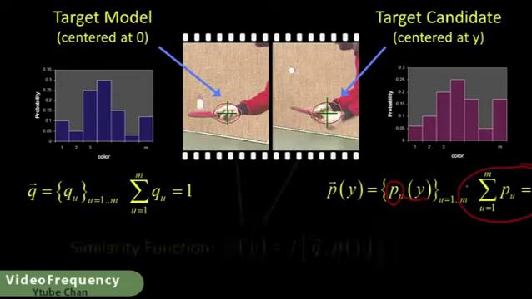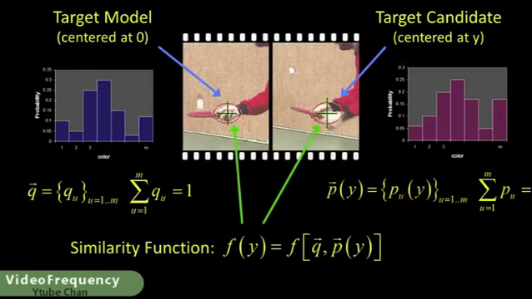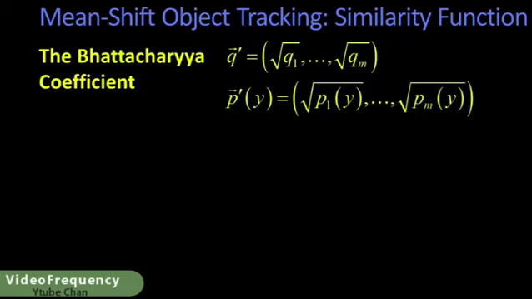So we have these two distributions, and what we need is a similarity function that compares them, that compares the original Q and the new P of y, which is the density at this proposed place. So the question is, how are we going to compare these distributions? Now, there are a variety of functions that you can use to compare histograms, where the histograms are normalized to 1, so they represent probabilities. There's the min value, there's chi-squared, a variety of them. The one that was used with respect to mean shift tracking is referred to as the Bhattacharya coefficient.